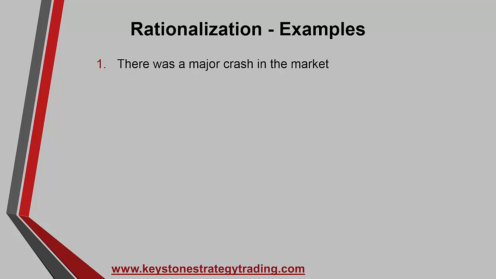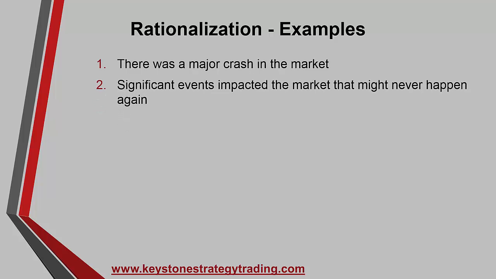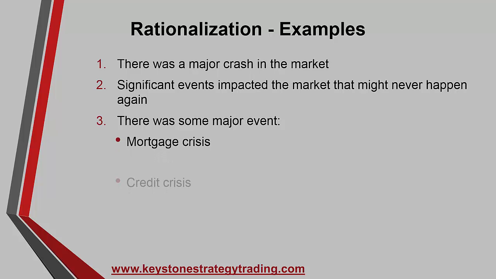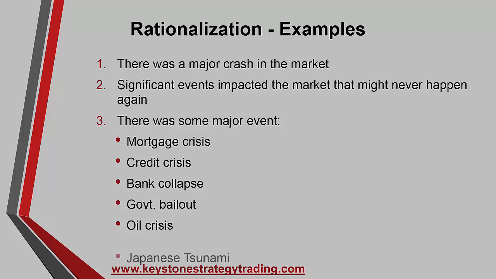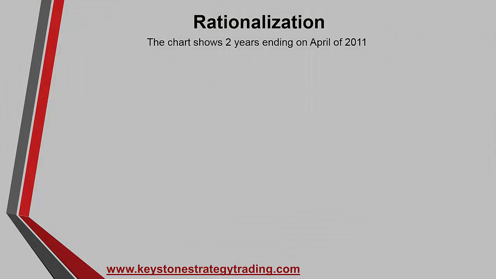So, for example, there was a major crash. That was the example that we saw that Joe took. Maybe there were some significant events that impacted the market, and that may never happen again. Maybe there was some major event. Maybe it was the mortgage crisis, or a credit crisis, or bank collapse, or government bailout, or maybe there was an oil crisis, or maybe it was the Japanese tsunami. I hear all kinds of rationalizations for looking at the data and rationalizing away some of the results that we get from going through the optimization process.